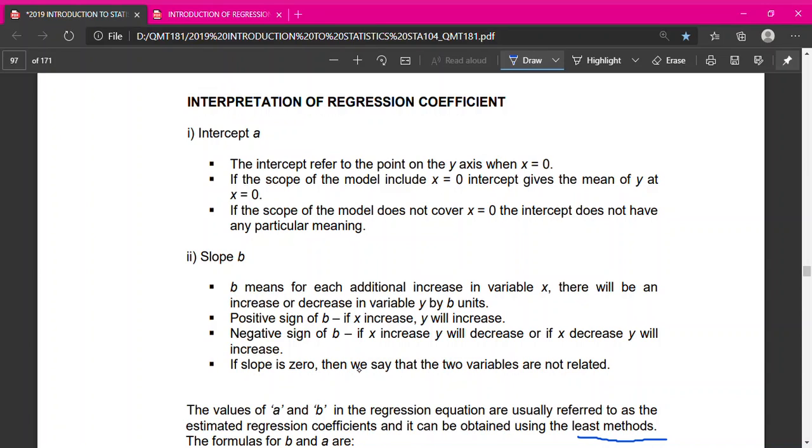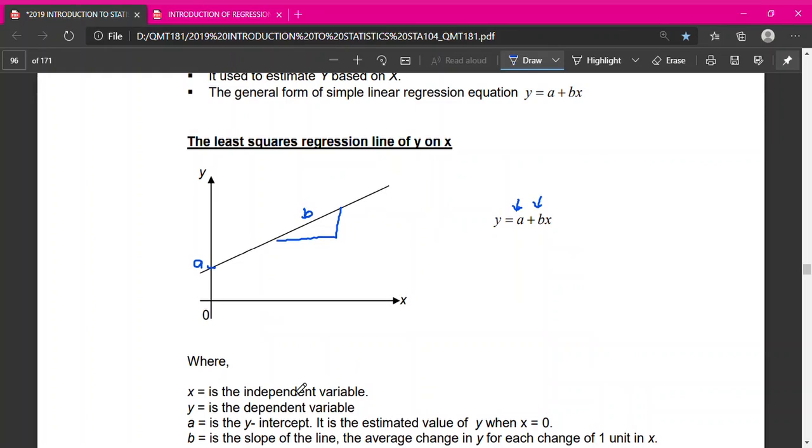So, tadi equation kita adalah y equal to A plus bx. Okay. So, A ni adalah dipanggil intercept A. Okay, so the intercept ni refer to the point on y-axis when x equal to 0. Okay, bila x equal to 0, y will be A. Betul tak? When x equal to 0, bila you replace x kat sini dengan 0, y will be A. Betul tak? Bila x, B dah multiply 0, so you akan dapat y equal to A. So, because of that, kita katakan when x equal to 0, y will be A.